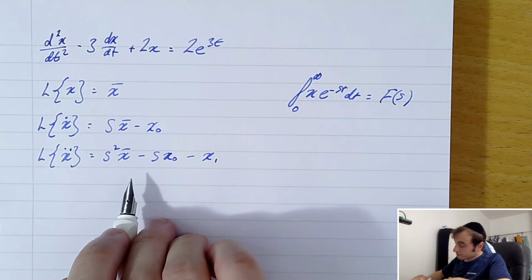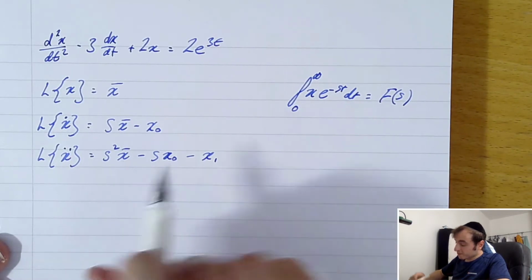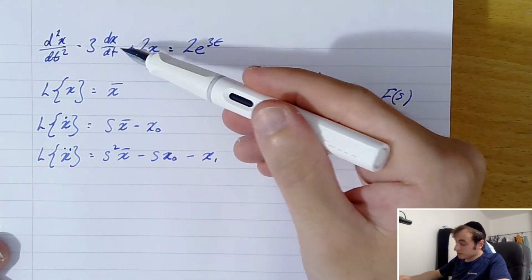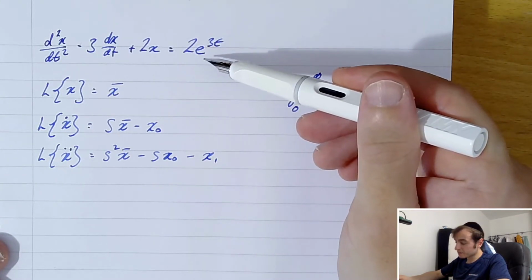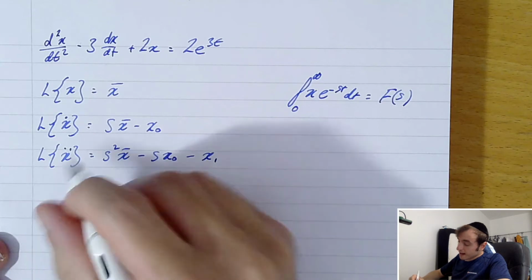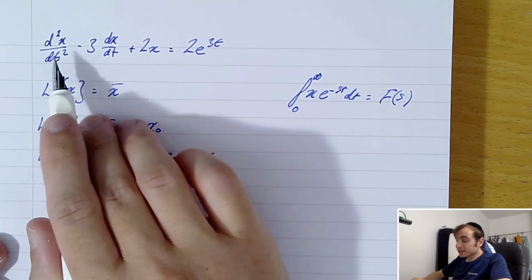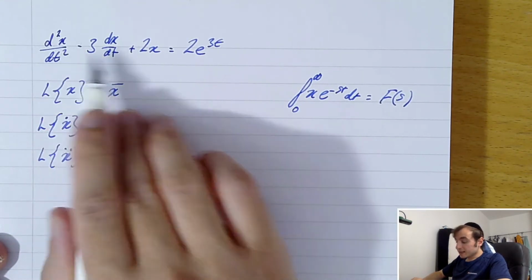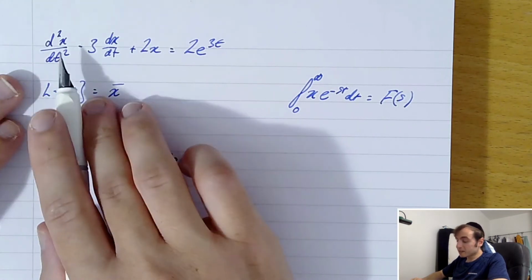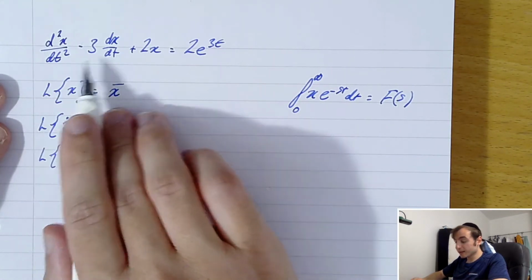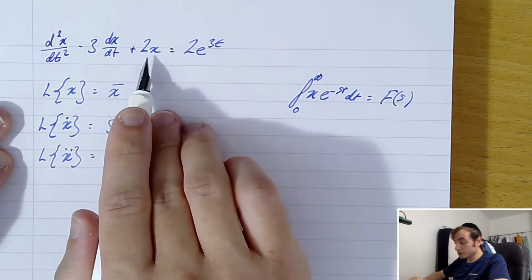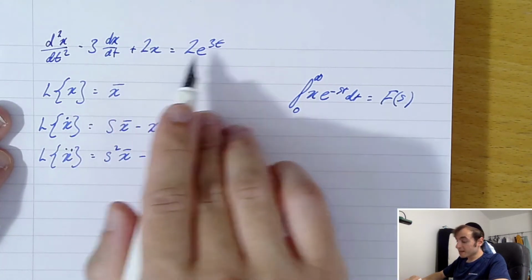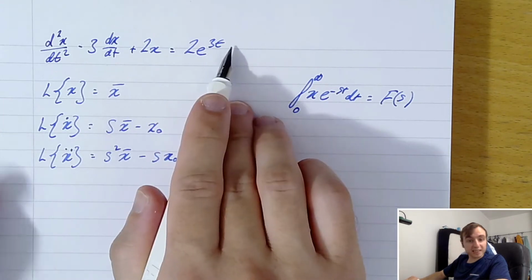So now what we can do is say, well, the Laplace transform of the left-hand side is going to equal the Laplace transform of the right-hand side. And from the principle of linearity, we can say that the Laplace transform of the whole left-hand side is going to be the Laplace transform of d2x by dt squared minus the Laplace transform of 3 dx by dt plus 2 times the Laplace transform of x equals the Laplace transform of 2e to the 3t.